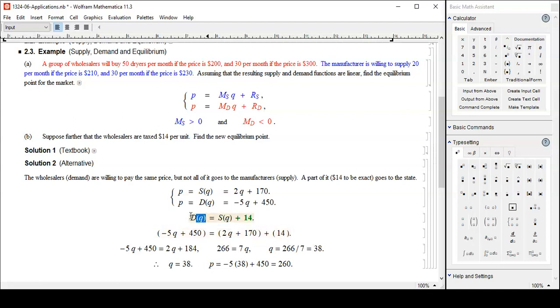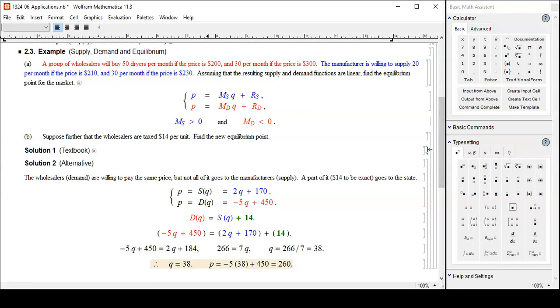DFQ, this one, that's red. This one here. We did this, -5Q plus 450, in the previous video. And this one, the supply side, you see. And then plus tax. Okay, now solve it. It's easy now. Just some algebra. Turns out 38. Plug in and you have the price.